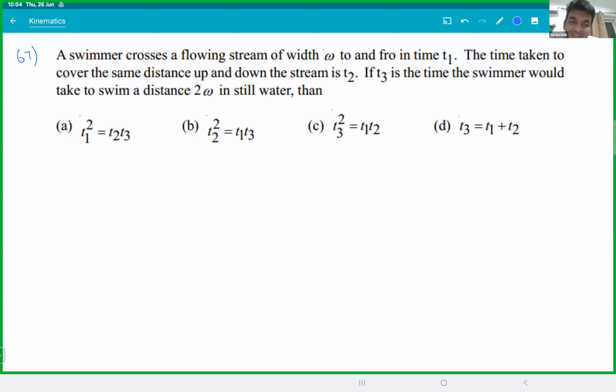So here is T3 the time taken to go to and fro, or just like going? It doesn't matter, right? In still water, whether you go to and fro or you just go, it is the same thing. Is it like both or just one way? Read now. What did he say? Read. T3 is the time the swimmer would take to swim a distance of 2W. That's it. When did he say to and fro? He didn't say, so don't assume things. If it is to and fro, he clearly wrote it here, na? To and fro in time t1.